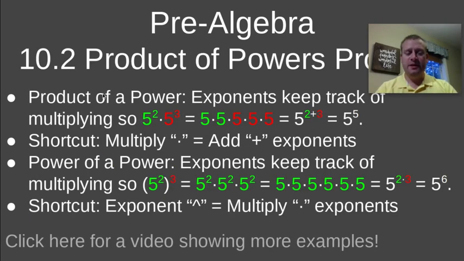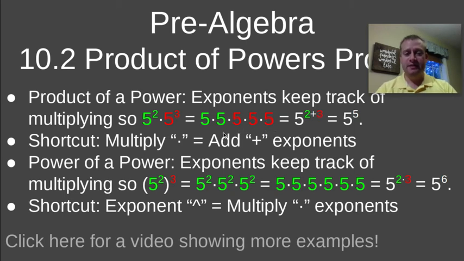When you end up multiplying a base to a power times another base to a power, to really understand the rule, make sure you keep reminding yourself exponents keep track of multiplying, and then write out, expand what those exponents really mean. So 5 to the second power means we have 5 times 5. 5 to the third power means we have 5 times 5 times 5. So altogether, we're multiplying 5 by itself 5 times.